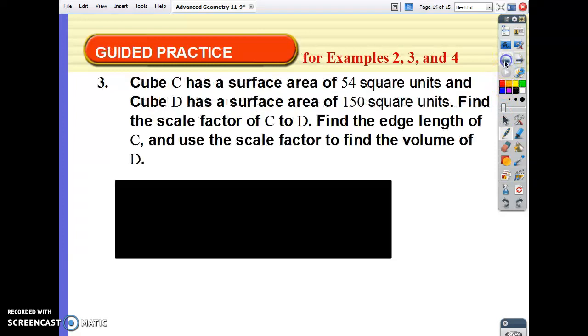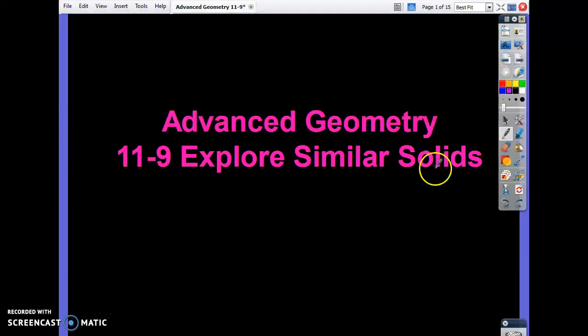All right, well, that is everything for today's lesson. Today's lesson is 11.9, Explore Similar Solids.